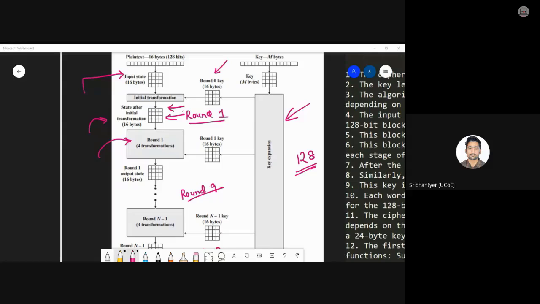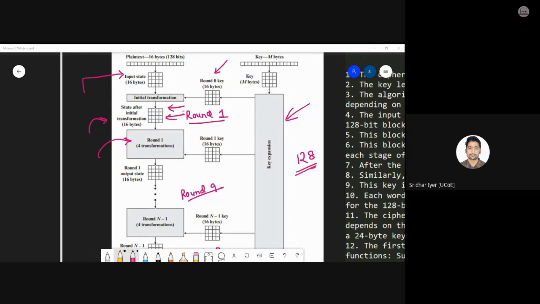Let me explain this short diagram once again. You have a plain text of variable length, whatever the length could be. You have to divide that into blocks of 128 bits strictly. It could be n number of blocks. And then, as we know, 128 bits is nothing but 16 bytes, so we can write it as a 4 by 4 matrix. That will be nothing but 16 bytes only.